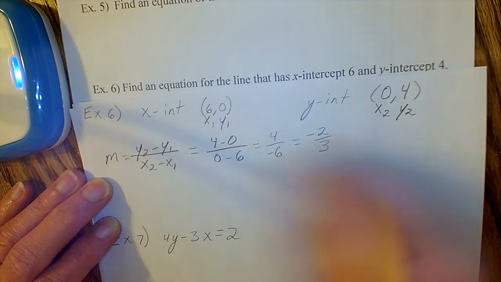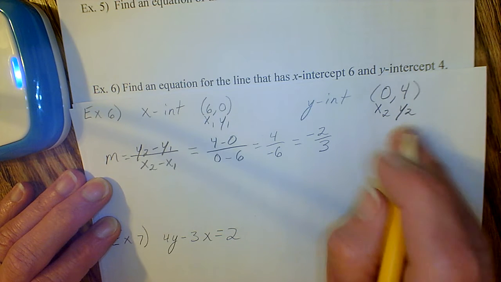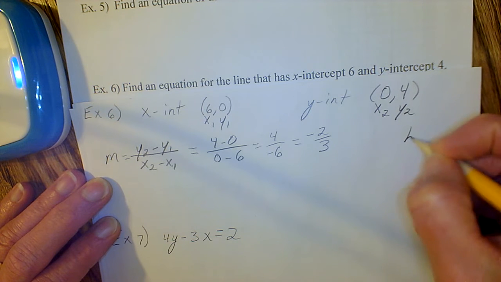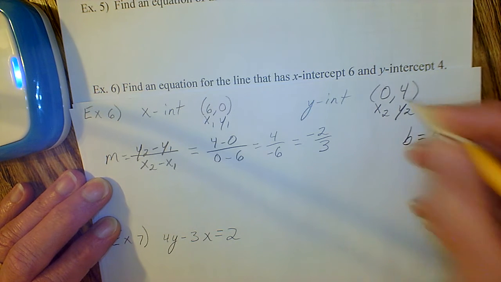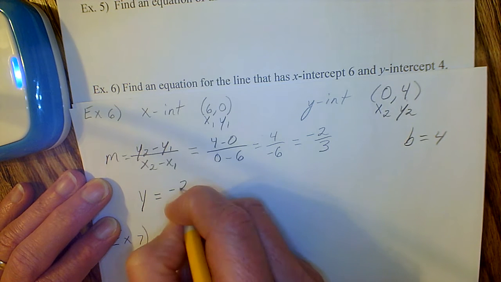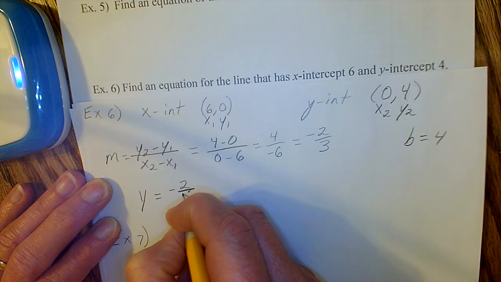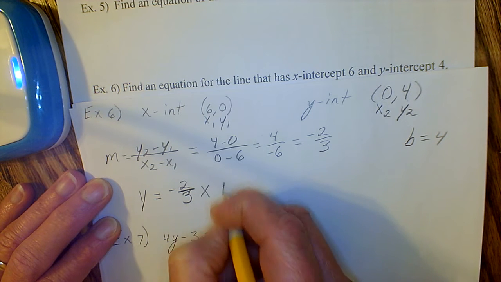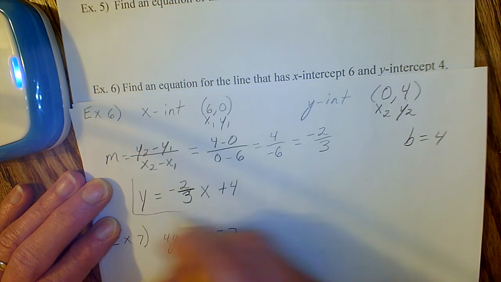So now, here's our y-intercept, we have that point (0, 4). That makes b the 4. And so we can plug that in. y is equal to negative 2/3 x plus 4, and we're there.